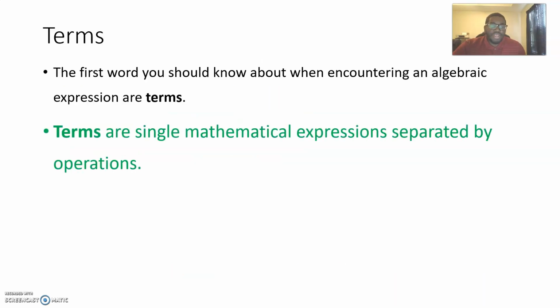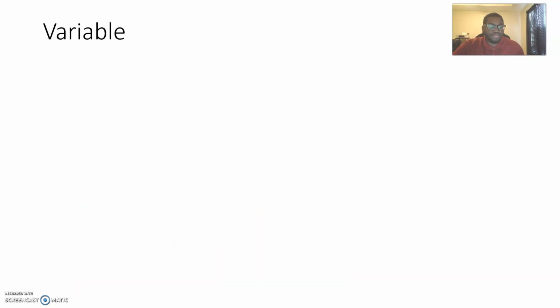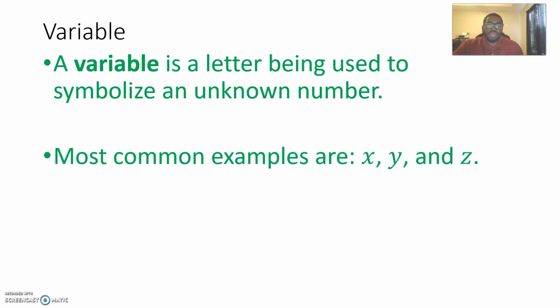Now, a term is a single mathematical expression separated by operations. For example, 6x, 2, 3xy, and yx. In terms, it is important to note that terms are separated by an operation sign. So every time you see an operation sign, that means you are starting a new term. Variable. A variable is a letter being used to symbolize an unknown number, such as x, y, and z.